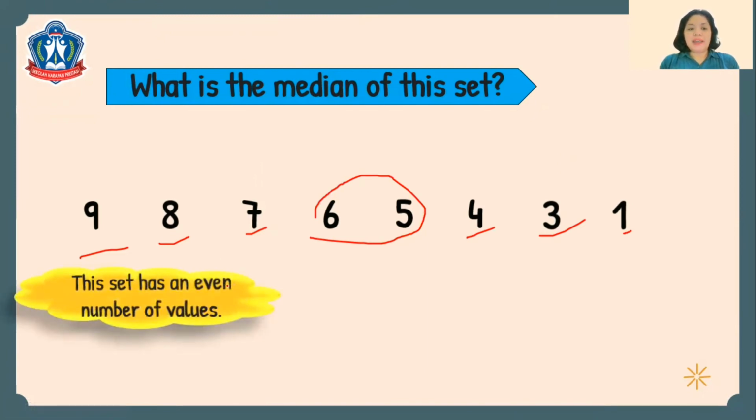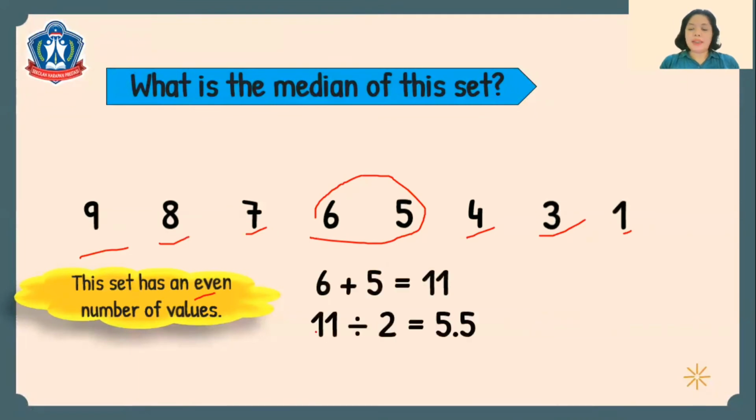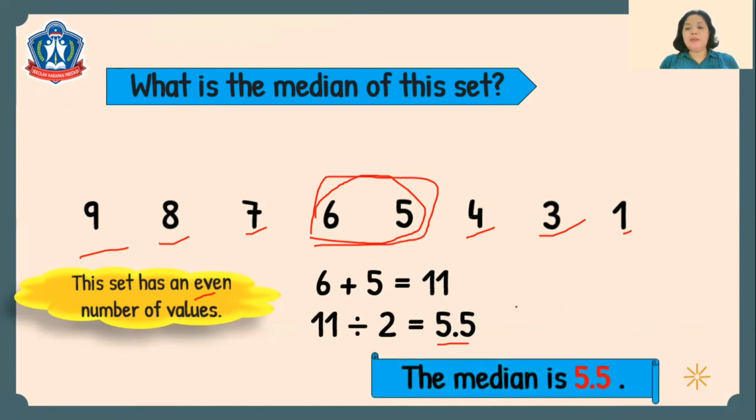This set has an even number of values. There are 8. So all we need to do is add the 6 and 5, and divide it by 2, and that will be our median. So remember, if the set has an even number of values, you add the 2 middle values and then divide by 2. So the median is 5.5.